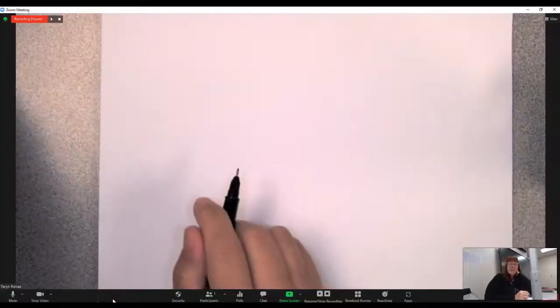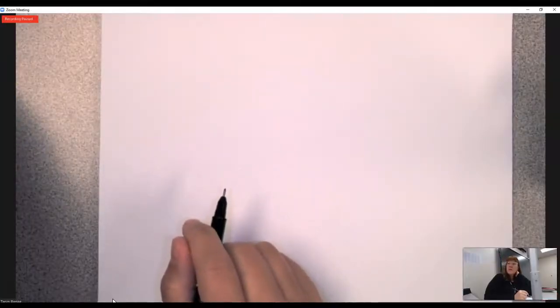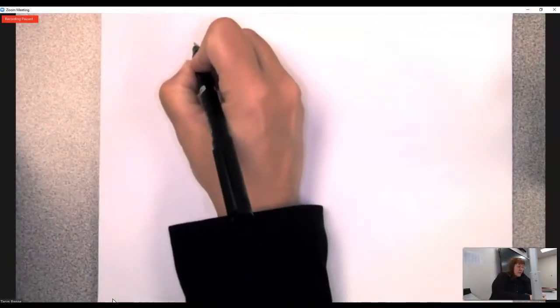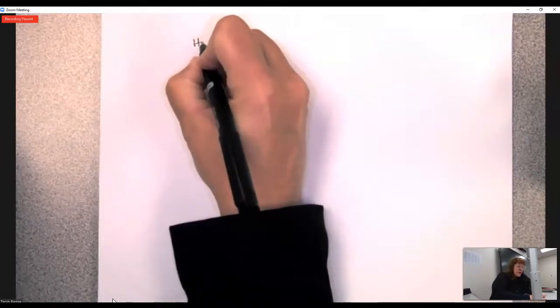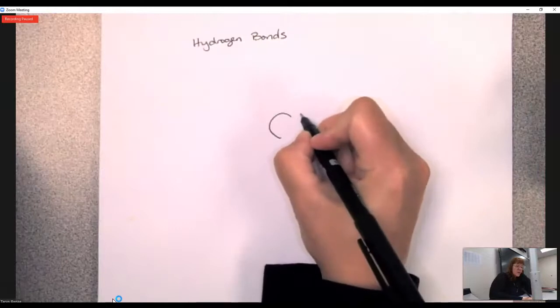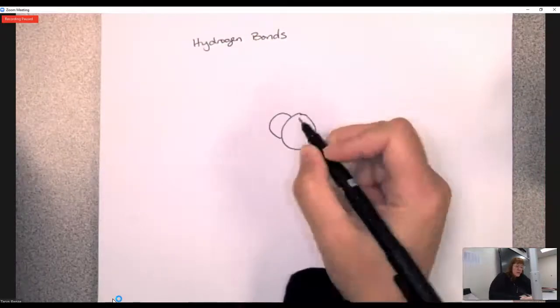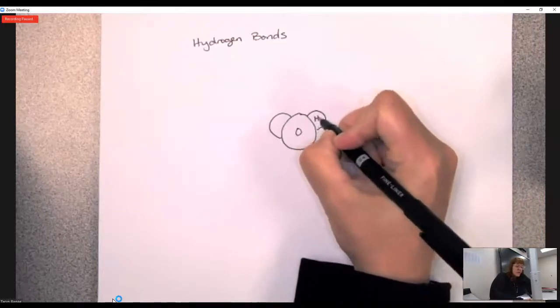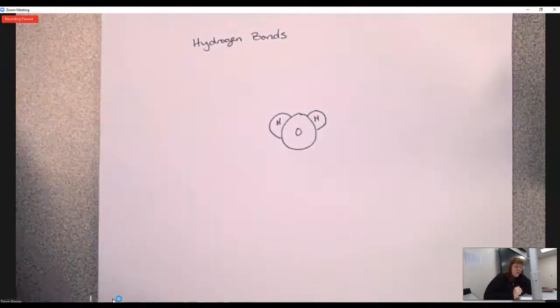Hi guys, so I wanted to review the types of bonds. So we had our weakest bonds were hydrogen bonds, and those were between water molecules. So we had an oxygen here and two hydrogens. So this is actually kind of a complex atom.